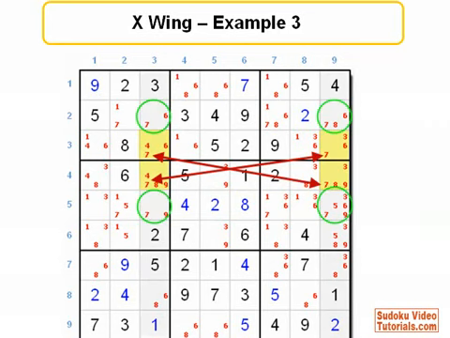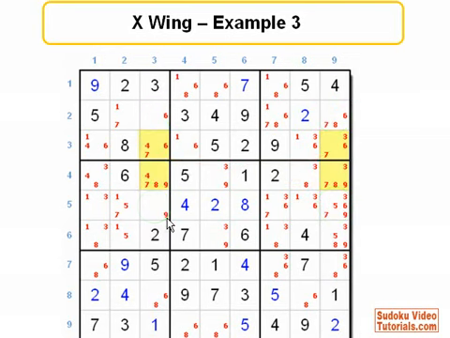Now, based on the X-Wing rule, we can eliminate the 7s from columns 3 and 9. Once these 7s are eliminated, we're left with a single choice over here and here. So cell 23 must be a 6 and cell 53 must be a 9. So that's all there is to X-Wings.